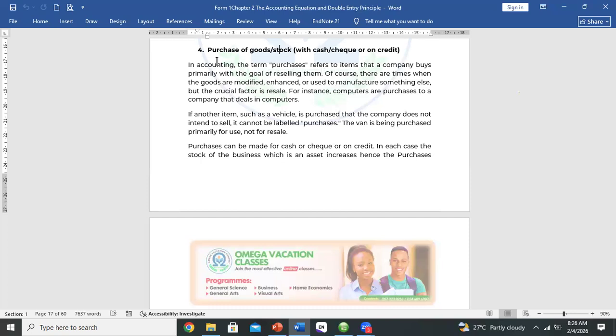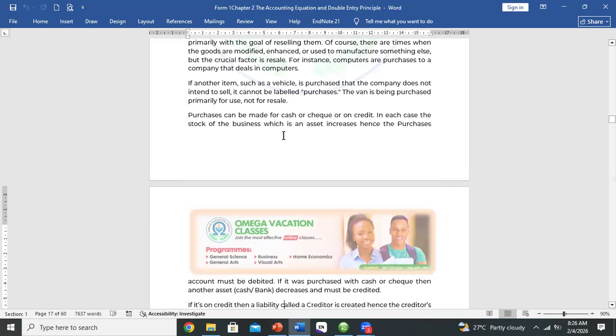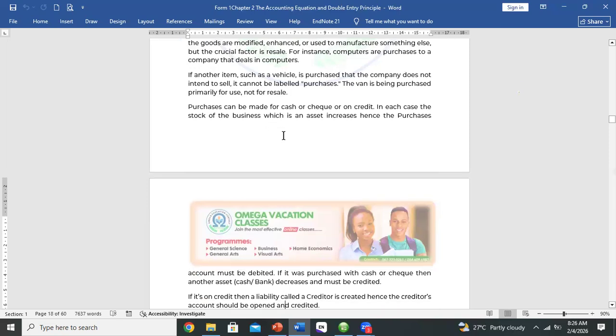It cannot be labeled purchases. The van is being purchased primarily for use, not for resale. Purchases can be made for cash or check or on credit. In each case, the stock of the business increases, hence the purchases account must be debited.